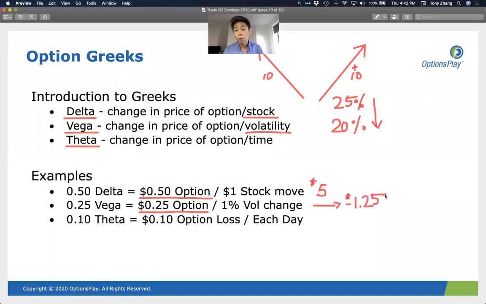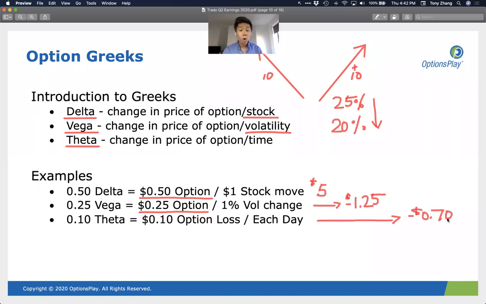So Vega helps us quantify when that volatility crush comes, how much we are actually going to lose or gain depending on whether we're buying or selling that option. And lastly, theta. Theta helps us measure how much value of the option we lose due to time. Theta is always quoted in terms of the amount that the option will lose for each given day. So if you hold on to a call option for 7 days, your option will lose 70 cents.